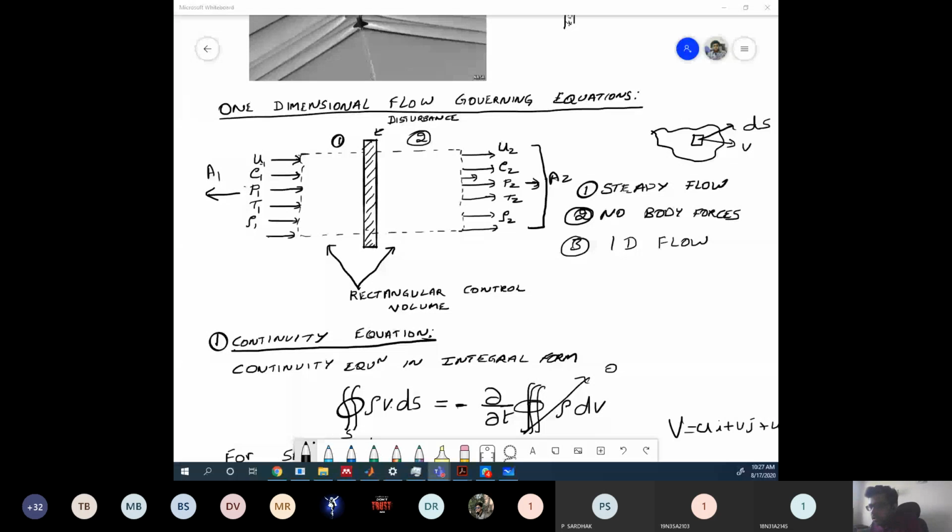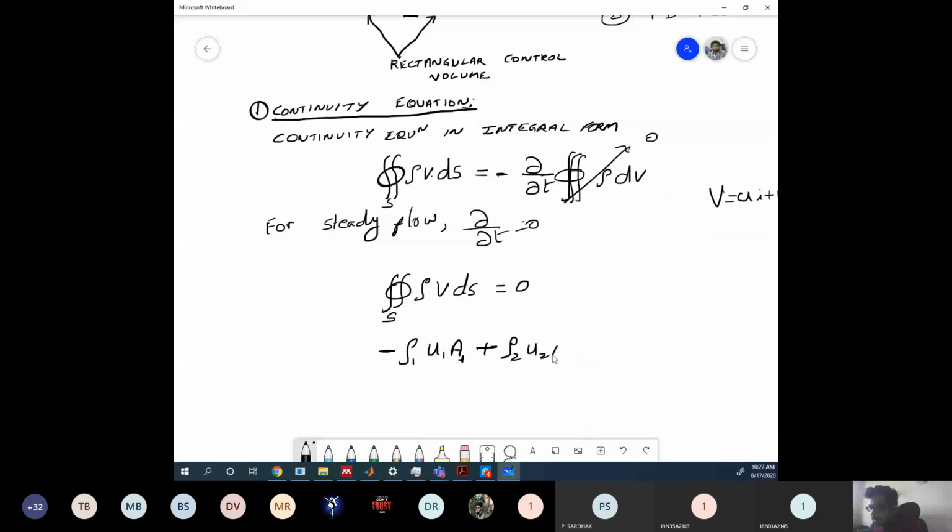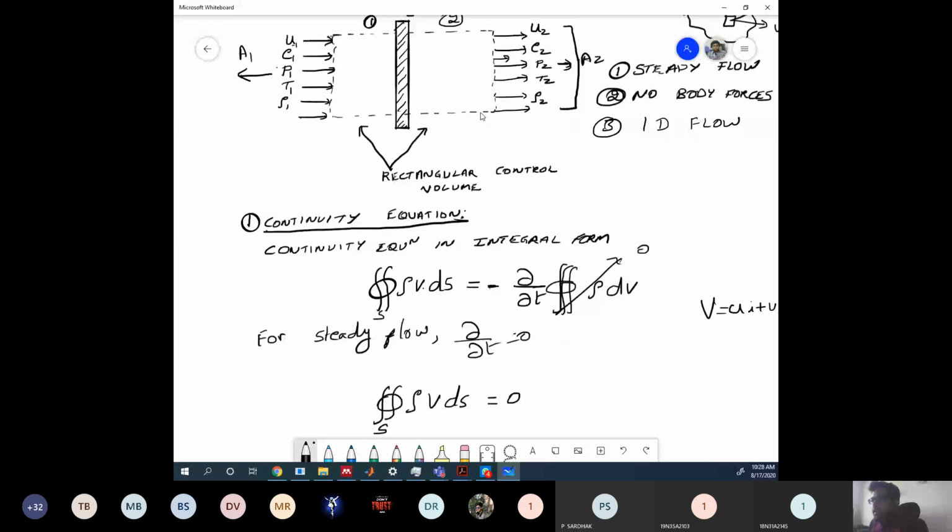So now here, rho 1 U1 A1 plus rho 2 U2 A2. This plus is because on the region 2 side, U2 and A2 are in the same direction, whereas on the region 1 side they are in opposite directions. Now this is equal to 0. In this control volume, the areas A1 and A2 are the same, right? Because I am not taking any different control volume. It is a rectangular control volume, so opposite faces are going to be the same. That means A1 is equal to A2.